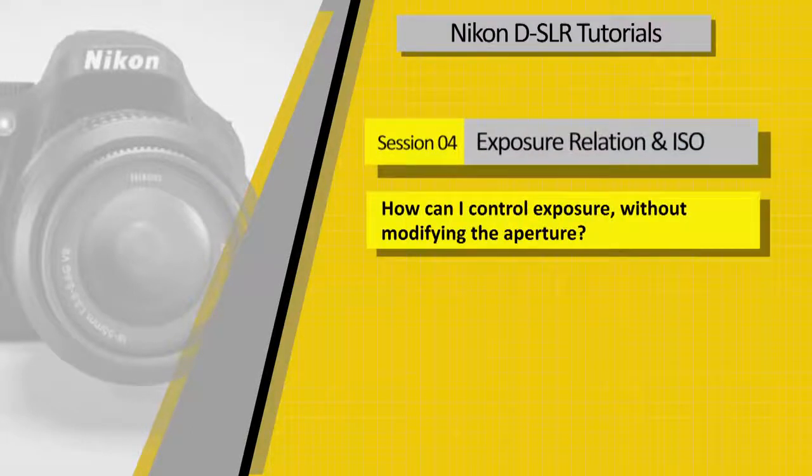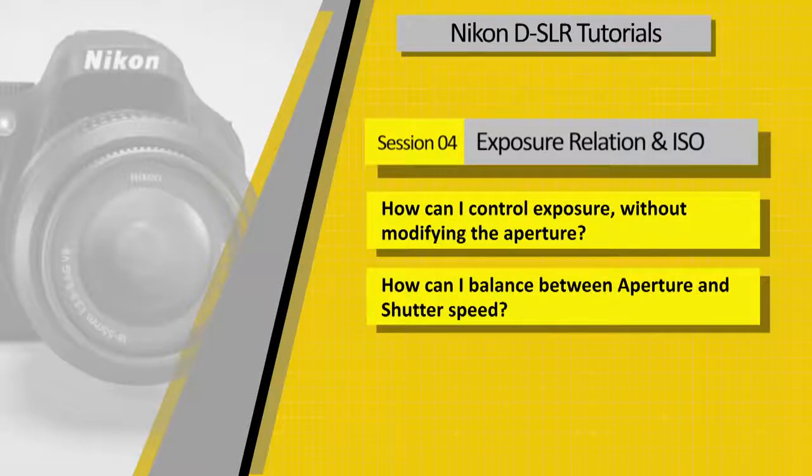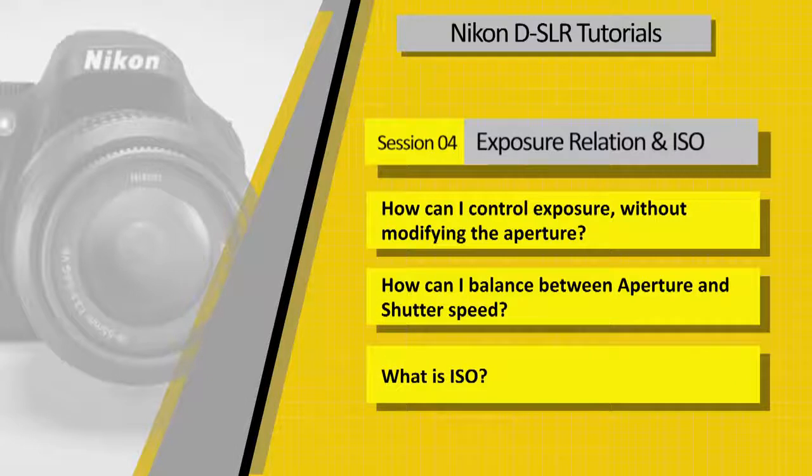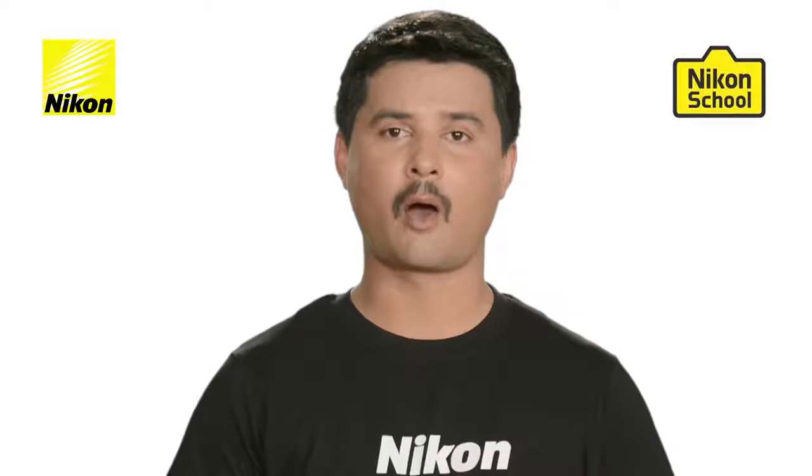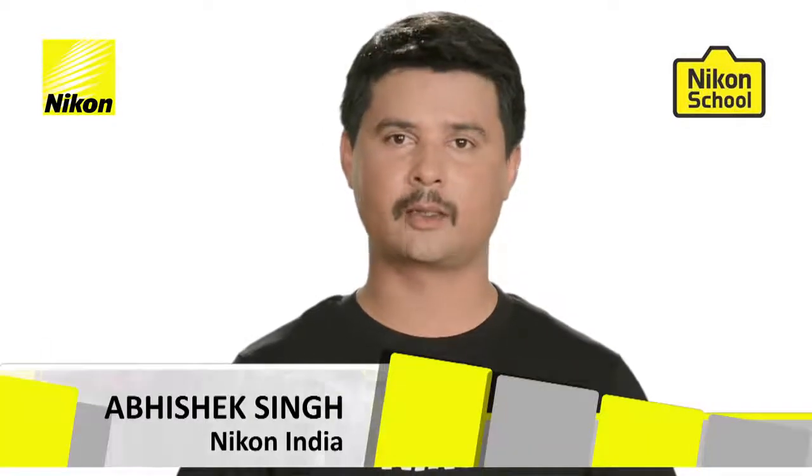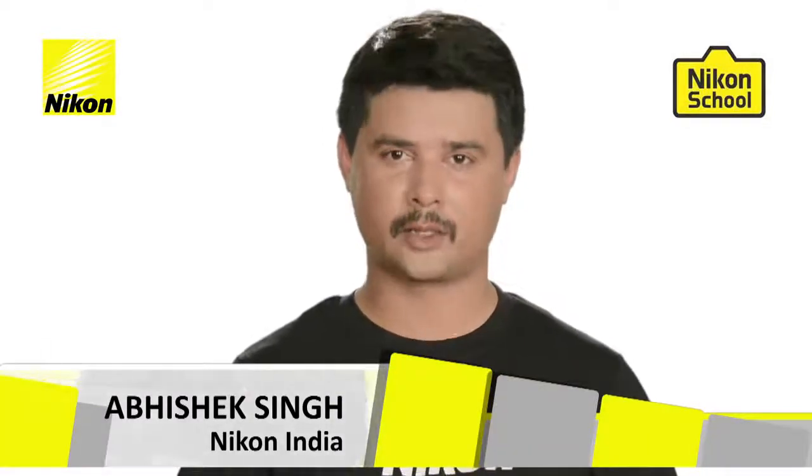How can I control exposure without modifying the aperture? How can I balance between aperture and shutter speed? What is ISO? If you have a question about how shutter speed and aperture work together, this session will answer that question.